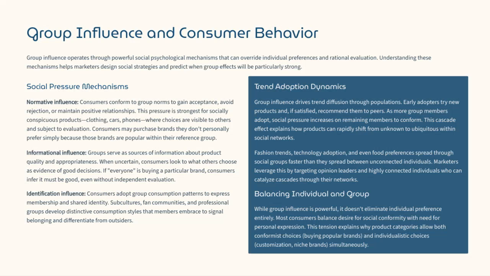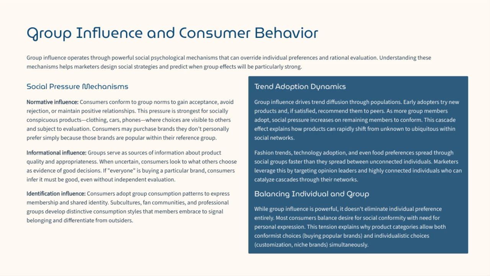While group influence is undeniably powerful, it doesn't completely erase individual preferences. Most consumers find themselves trying to strike a balance between their desire to fit in socially and their need for personal expression. This ongoing tension is what explains why many product categories offer both conformist options, like popular brands, and opportunities for individualism, such as customization or niche brands, at the same time.